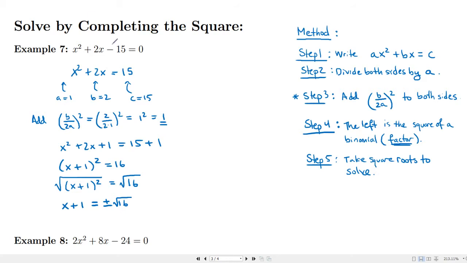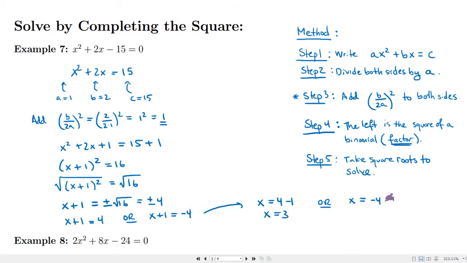Because we know that root 16 is 4. So this is plus or minus 4. So we have x plus 1 is equal to 4, or x plus 1 is equal to minus 4. So what do we get here? x equals 4 minus 1, so that'll be a 3, or x is equal to minus 4 minus 1, so x is minus 5. Okay, so here are our two solutions, which are just the simplified versions of what I wrote before, and that's it.